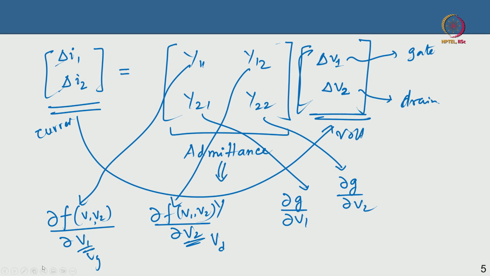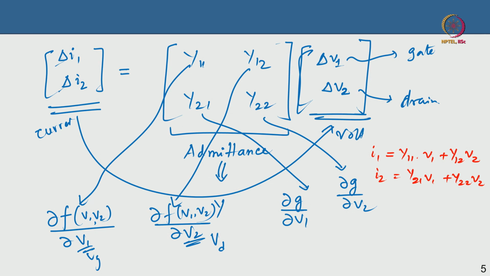Now if you look at this carefully, I can write this matrix as, maybe I can change the color so that the contrast is better. I can expand the matrix and say that, instead of delta I, I will just write I1 is equal to Y11 into V1 plus Y12 into V2, right. And I2 will be equal to Y21 V1 plus Y22 into V2. Okay. So now let's build a model. Maybe I can go to the next slide.